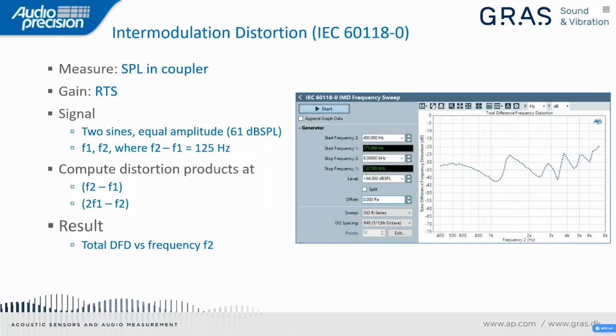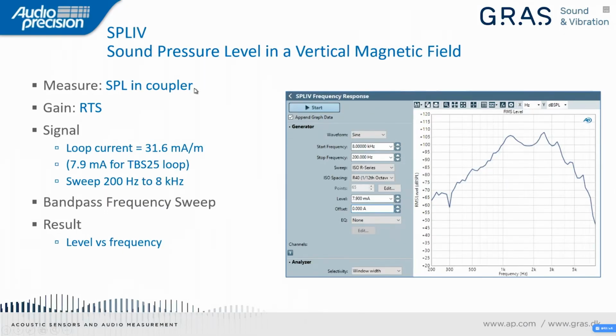Now this measurement, SPL-IV, stands for sound pressure level in a vertical magnetic field. So this is for hearing aids that are equipped with a telecoil. And in this case, we are still measuring the sound pressure level in the coupler with the gain at the reference test setting, but instead of generating an acoustic signal with a loudspeaker, we're generating current inside a loop, which creates a magnetic field that the hearing aid is exposed to. So the audio is transmitted over this magnetic field instead of acoustically through the air.